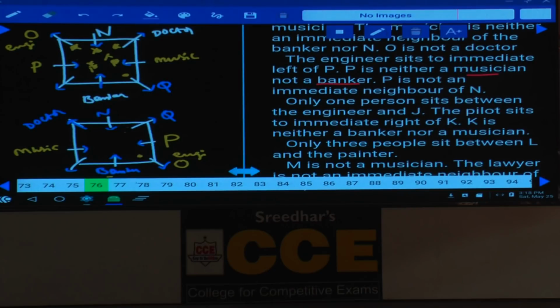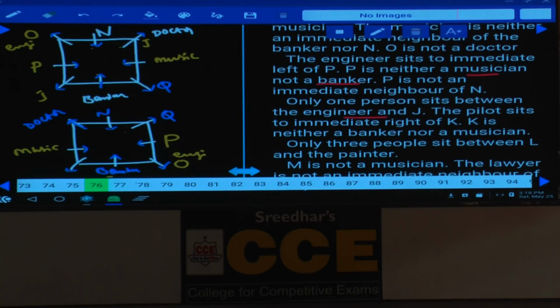The next one. What is the next information? Only one person sits between engineer and J. Now between engineer and J, there must be exactly one person between these 2. Engineer is here, J can be the doctor or J can be here. There are 2 possibilities. And similarly, engineer and doctor, we must have exactly one. Engineer is here, J and an engineer. One person between engineer and J, engineer is here, and so J must be here only.